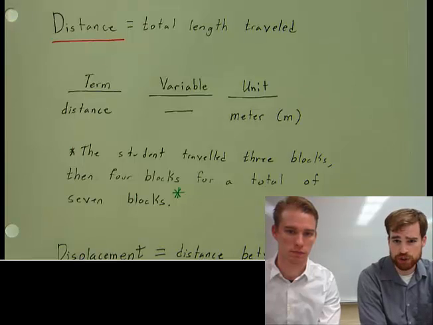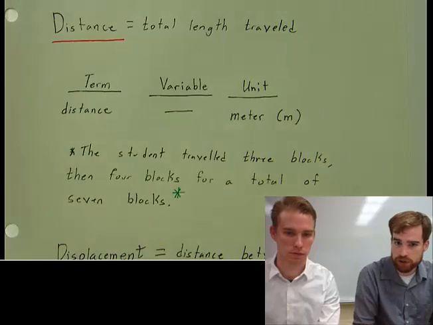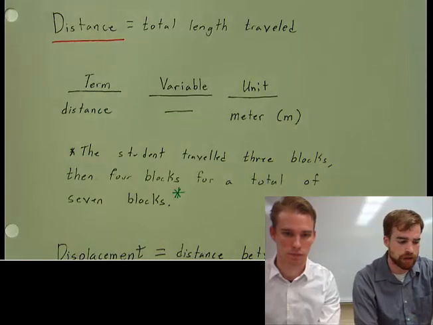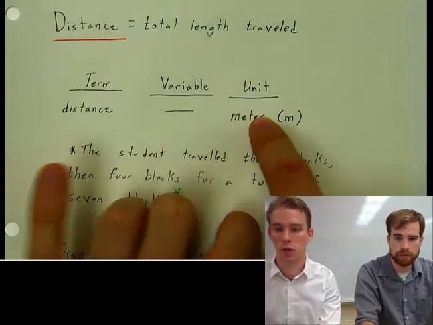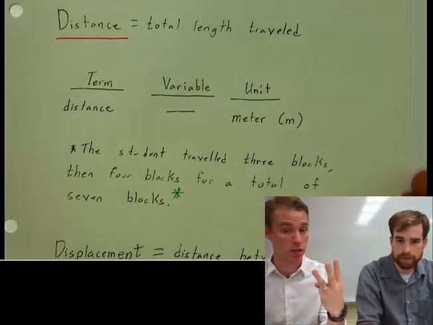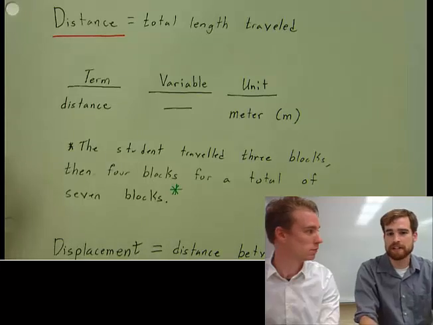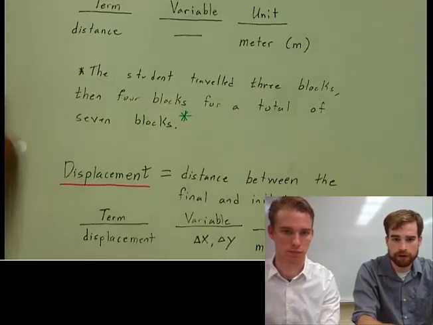So distance equals the total length traveled. And remember that toolbox that you guys started to create from a previous video? Pull that sheet out and add these into it. Distance has no variable, and our unit is meters. So again, the student traveled 3 and 4 to make 7 total blocks. This is the same thing that a Fitbit would give you. It's the same thing a pedometer would get you. It's just how far you've gone.